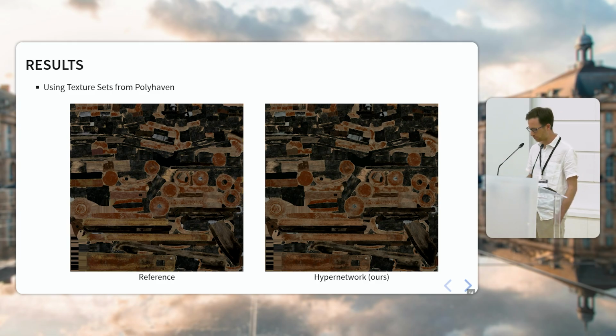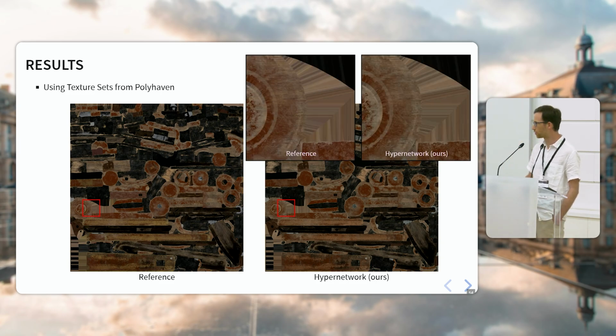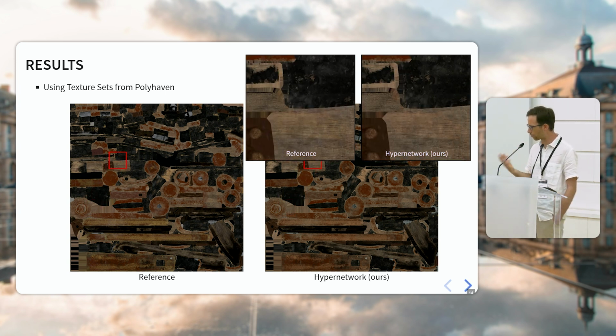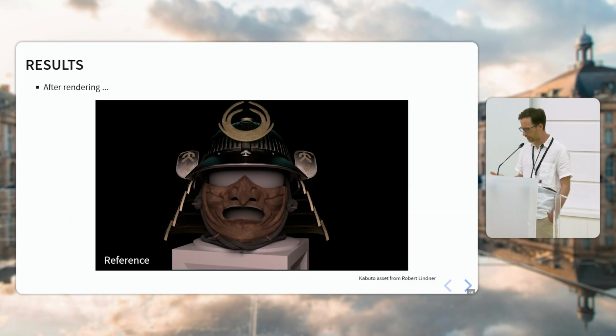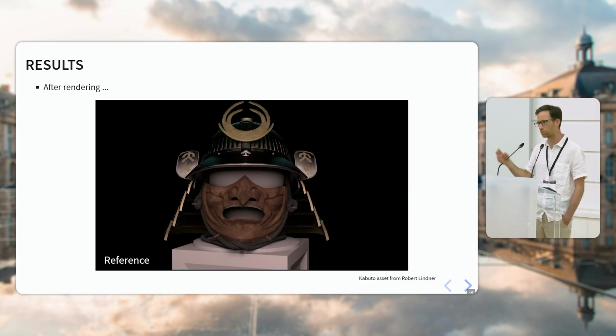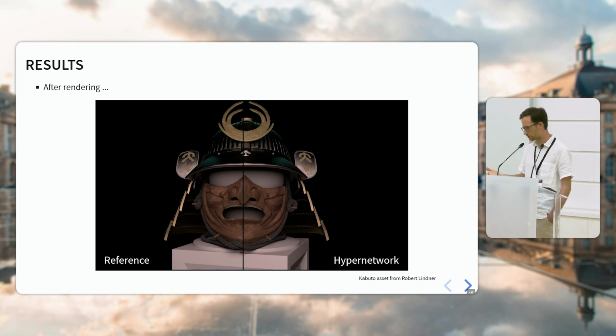So here are the results. You have the reference, the input to the hypernetwork, on the left, and on the right, it's the output after decompression by the MLP. And you can maybe spot a few differences, but overall, the quality is quite good. And if we look at the results after rendering, once all the maps of the texture set are used, it's pretty close in terms of rendering.